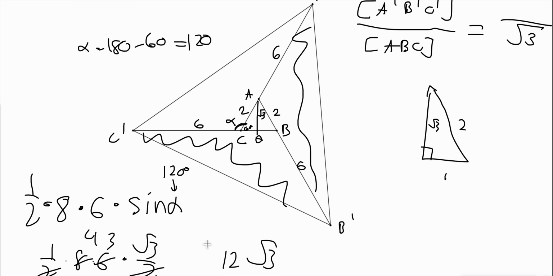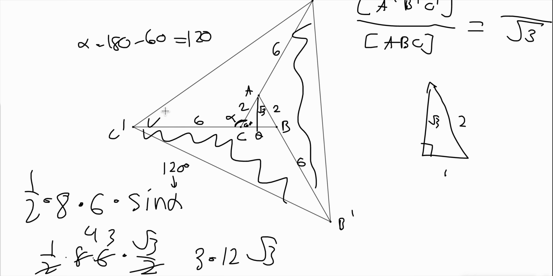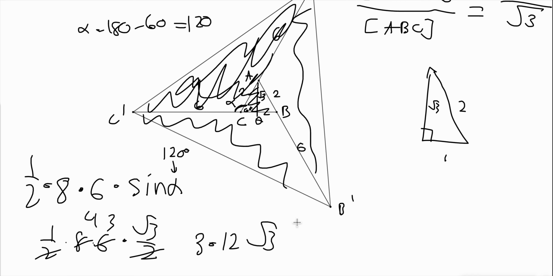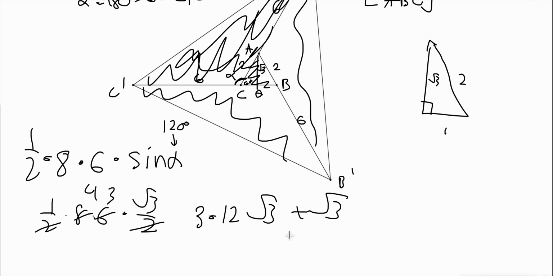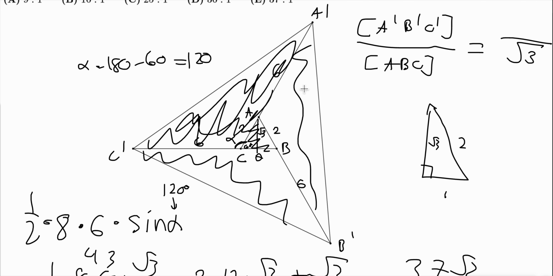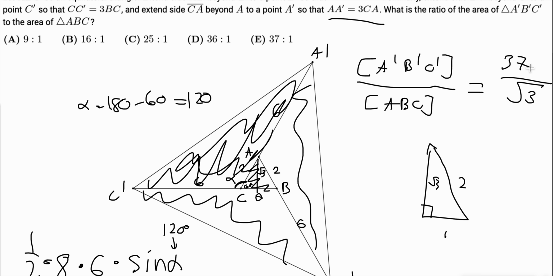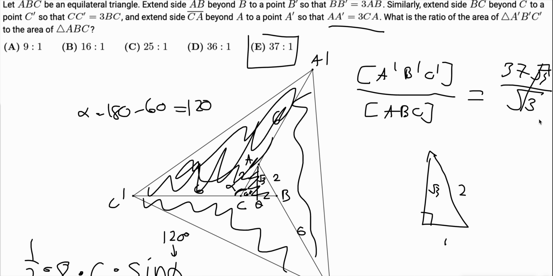So to find the big one, we multiply that by 3. So we just counted all these triangles so far. Now I want to add in this smaller triangle. So we add in a square root 3. So it's 37 square root 3. That's the area of this entire thing. So 37 square root 3. Cancel these out. We get 37 to 1. Or we just get 37, which is 37 to 1. Pretty simple problem.